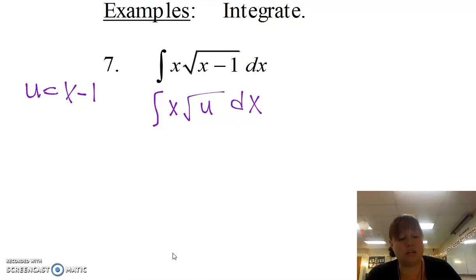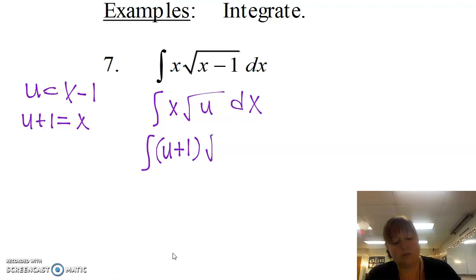So if u equals x minus 1, what does x equal? If I add 1 to both sides, I get the x. u plus 1 equals x. So anywhere I have an x, I could just sub in u plus 1. u plus 1 times the square root of u dx.